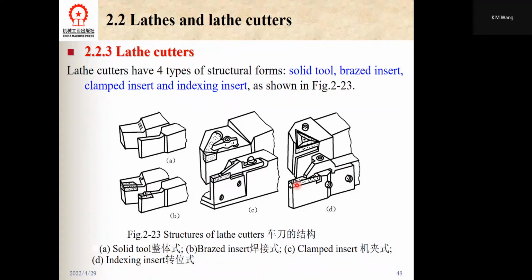This is a lathe cutter. Generally, there are structural forms: solid tools, raised inserts, clamped inserts, and indexing inserts. There are two types of the structural forms.